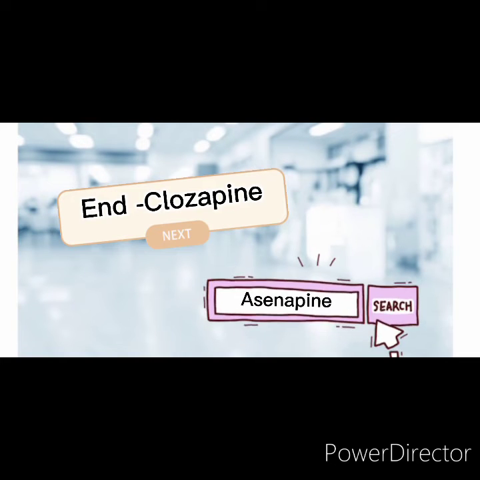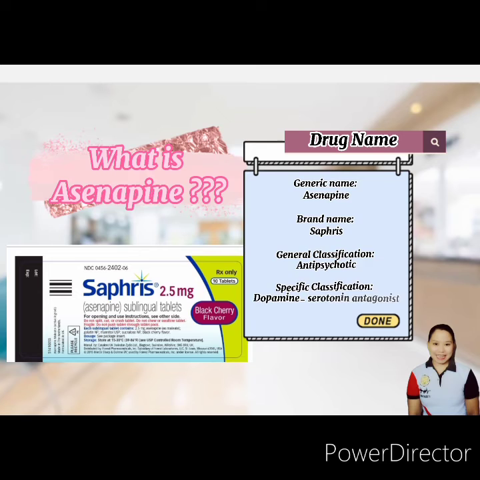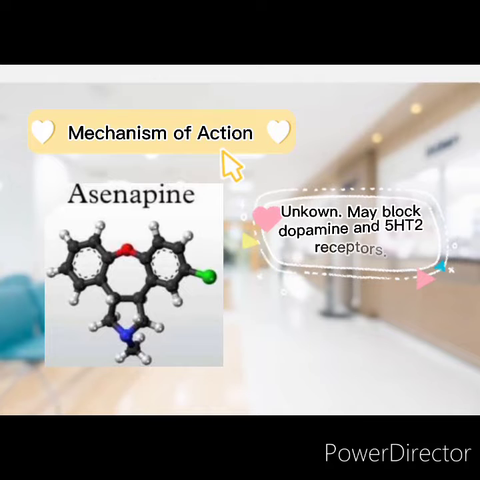Now, we're done studying clozapine. Let's proceed to another antipsychotic drug, which is asenapine. What is asenapine? The generic name is asenapine. The brand name is Saphris. The general classification is antipsychotics, and the specific classification is dopamine serotonin antagonist. The mechanism of action is unknown, may block dopamine and 5-HT2 receptors.